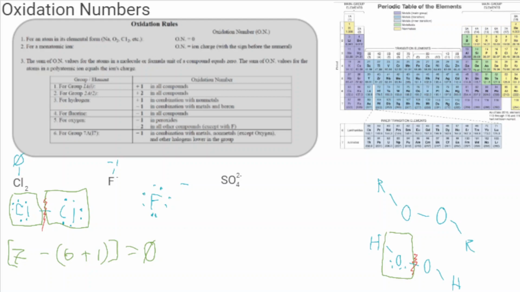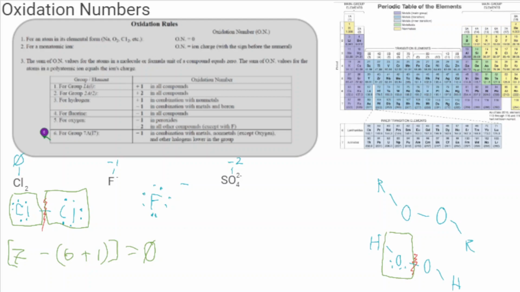Most of the time, it is going to be -2. So the only time it won't be is if it's bonded with fluorine. Oxygen's a very electronegative atom or element, so it's pretty much always going to be -2, unless it's in its elemental form or is bonded with another oxygen in a peroxide. All right, so keeping that in mind, we're going to go ahead and say that oxygen is a -2 oxidation number. All right, so now we're going to go to the next one.